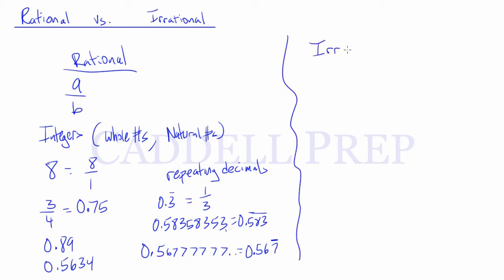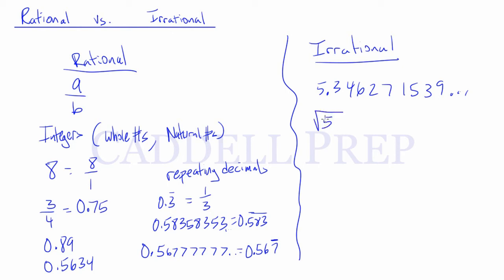So let's look at irrational. If you have a number that comes out to 5.346271539 and keeps on going, and there's clearly no repeated term here, so it doesn't end with terms that keep on repeating, that's irrational. And you typically get something like this when you use a square root. So like the square root of 5, for example, would be an irrational number. So would the square root of 7, the square root of 8, those are all irrational.